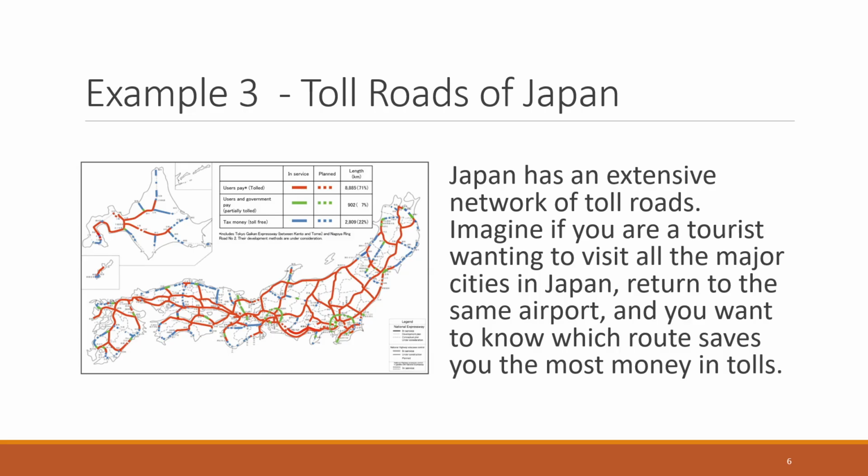And the final example I'll give is the toll roads of Japan. Japan has an extensive network of toll roads. In this picture here, all of the red and green roads are toll roads. So imagine if you are a tourist wanting to visit all the major cities in Japan, return to the same airport, and you want to know which route saves you the most money in tolls.